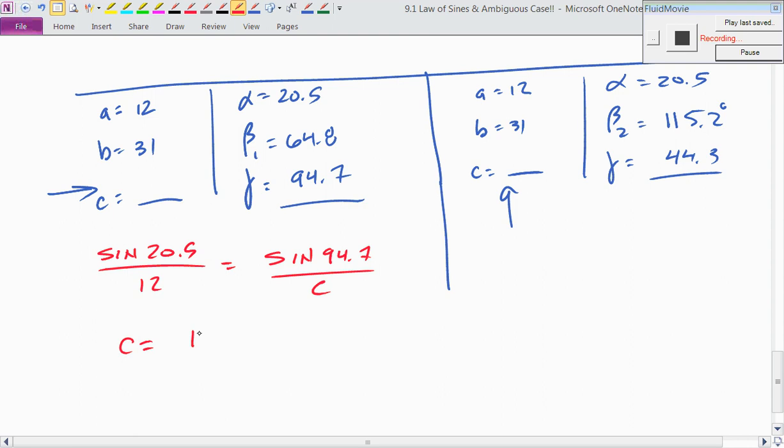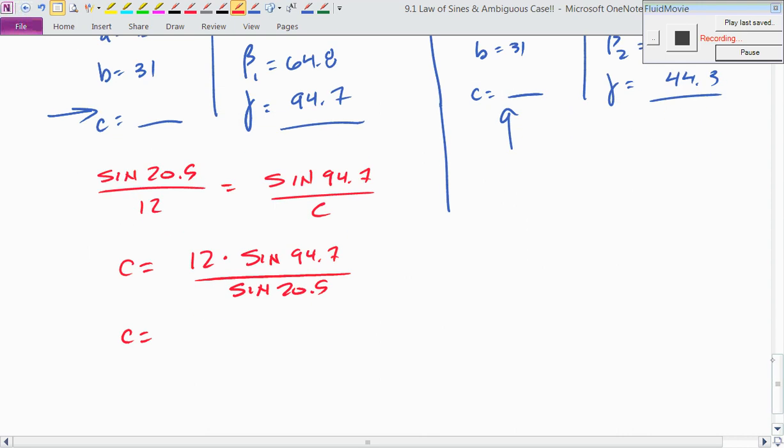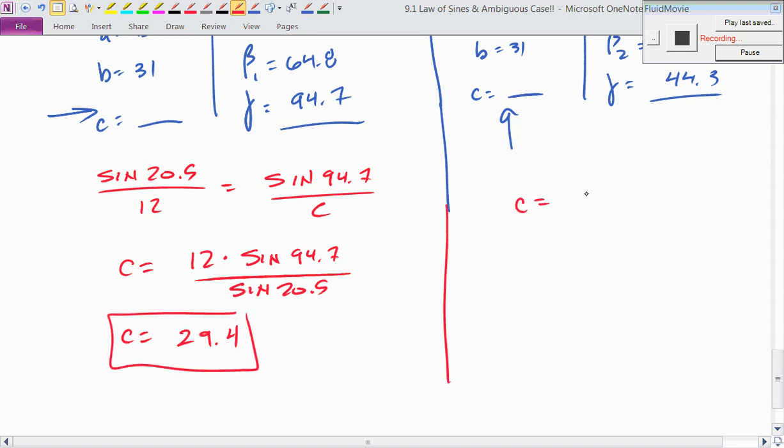Therefore, C has to be 12 times the sine of 94.7, all divided by the sine of 20.5. So C must be 29.4. Anybody get that? 29.4? Okay, good. On the other side, we set up and we get C is equal to, I'll just tell you what we get.